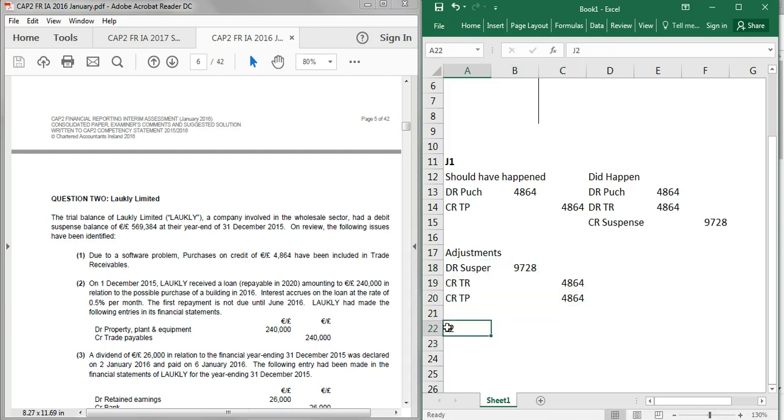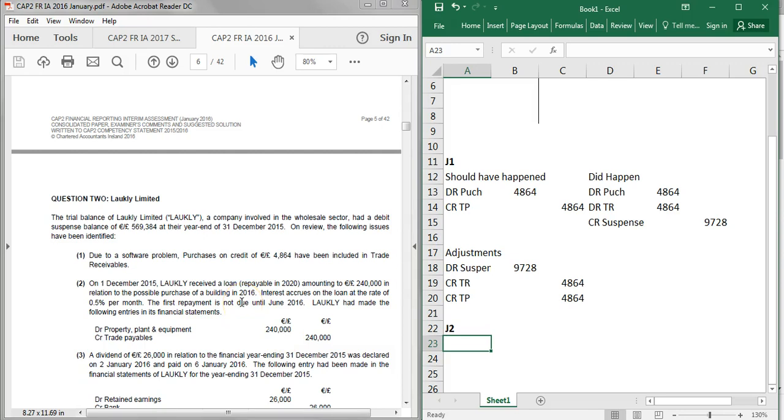So journal 2 then, we're told here on the 1st December, just before the year end, they received a loan amount to 240,000 related to possible purchase of a building. So they haven't actually purchased it yet. And interest accrues on the loan at a rate of half a percent per month. So there's no repayment then until June 2016.